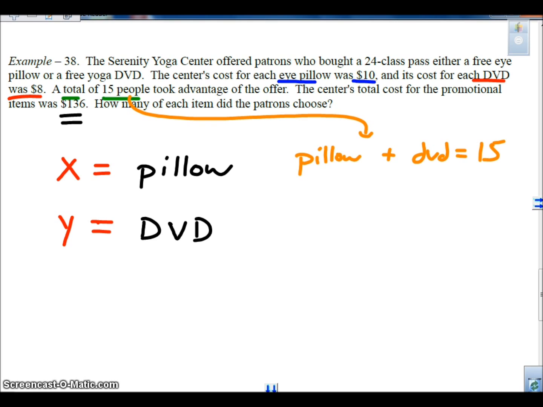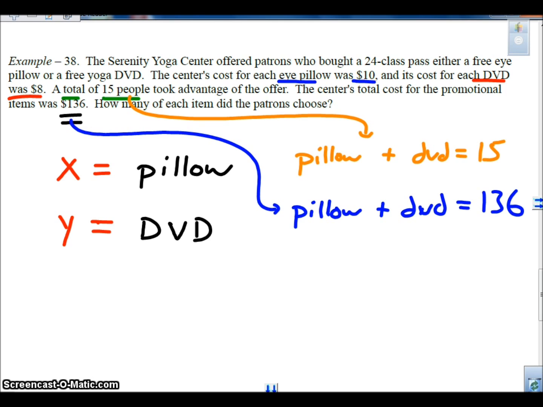So for example, the first equation we'll get from the fact that a total of 15 people took advantage of the offer, which means they gave away 15 of these items. So it makes sense to say the pillows plus the DVDs has to add up to 15 because the number of pillows they gave away plus the number of DVDs is equal to 15. The second equation is going to involve the total cost of $136. And again, we could say something like this. We could say, if we take the pillows plus the DVDs, that was $136 altogether. And because of the ambiguity in the variables and the way we're describing these equations, we're going to run into some trouble.